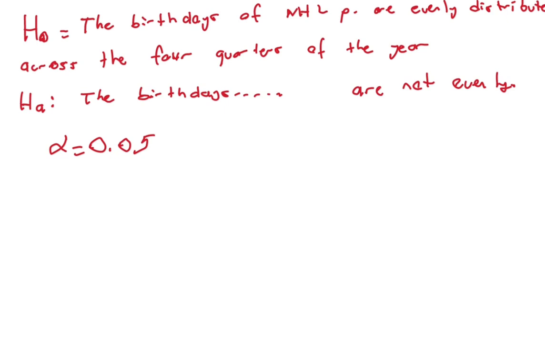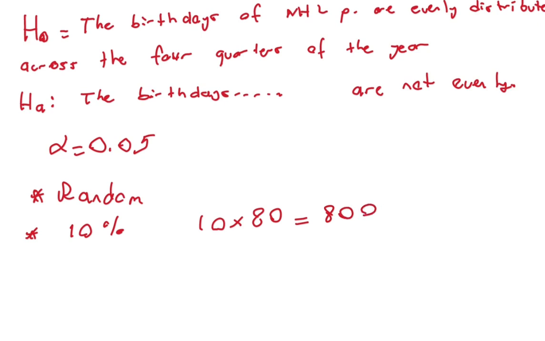Let's see if we can use the chi-square test for goodness of fit, since we have proportions. So we are going to compare proportions. First of all, we need to check if our data came from a random sample of NHL players. The next condition is the 10% condition. So we're sampling without replacement. There must be at least 10 times 80, which is 800 NHL players. In the season when the data were collected, there were 879 NHL players.